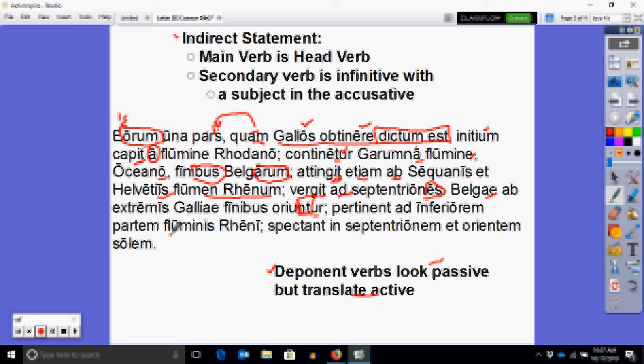Ab, again, is from. The extremis finibus, both of those are ablative, and they're possessed by this, of Gallia, right? The Belgians in their plural, they're also going to be the subject of pertinent. And here, before we've translated pertineo as to pertain to or relate to, but here it is more of a geographical thing, so we're going to say extend, right? The Belgians extend ad inferiorem partem, and then these are the genitive, the inferiorem partem of the flumen Rhenum.